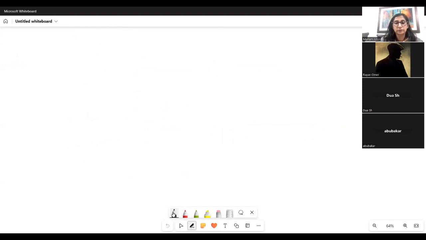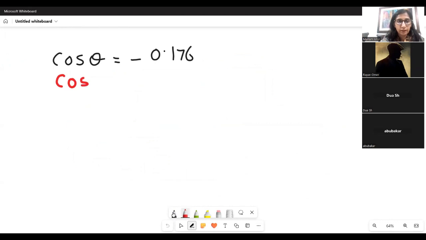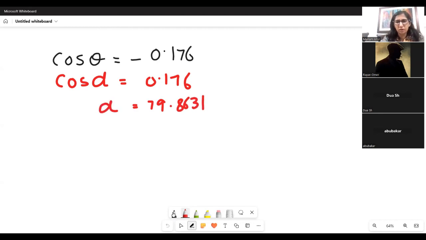That is cos theta is equal to negative 0.176. Start by swapping theta with the absolute angle. Absolute means positive only, so you have to write 0.176 here. Find this angle, cos inverse 0.176, that is 79.86. Rounded off to one decimal place, I think 79.9 is good.